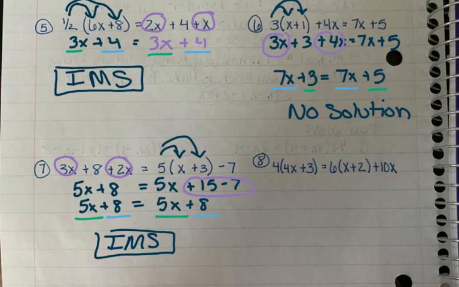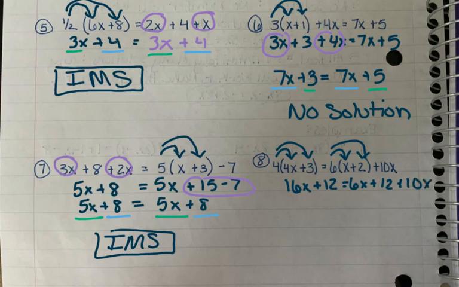All right, I need to distribute the 4 and this 6. So I end up with 16x plus 12. And then I end up with 6x plus 12 plus 10x. Now I need to combine like terms on the right. So I've got 6x and 10x. So 16x plus 12 equals 16x plus 12. Or I'm sorry, 12, not x.